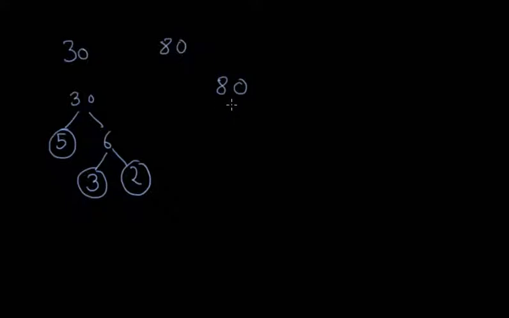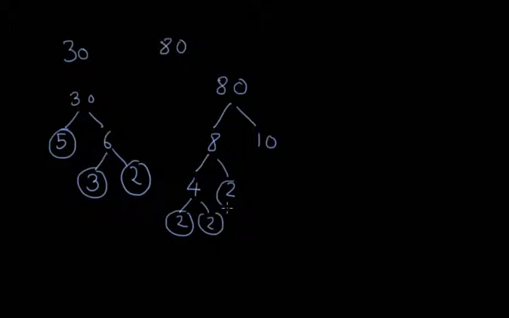Let's now think of 80. The easiest way to look at 80 first is 8 times 10. 8 can then be factorised down to 4 and 2, and 4 down to 2 and 2. These are our prime factors here. Now 10 can be thought of as 5 times 2. Now let's look at all the numbers that we've got here that are primes in our prime factorisation trees.